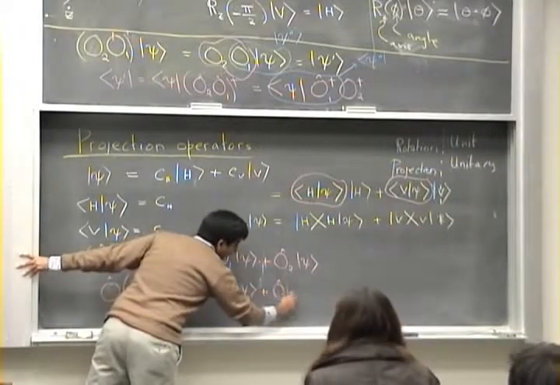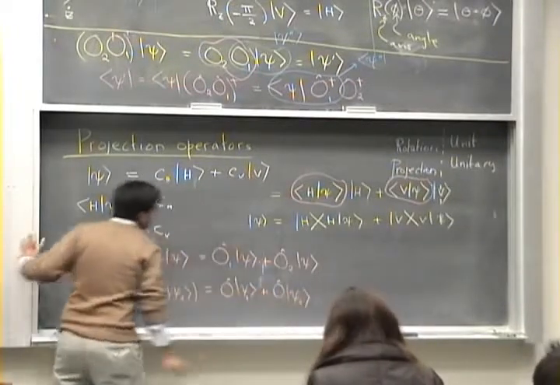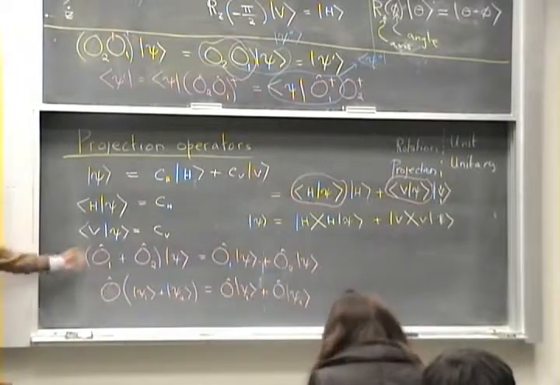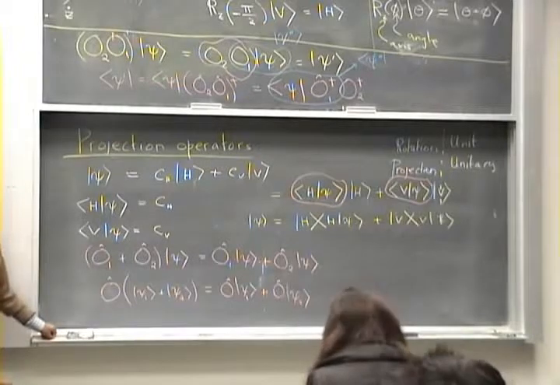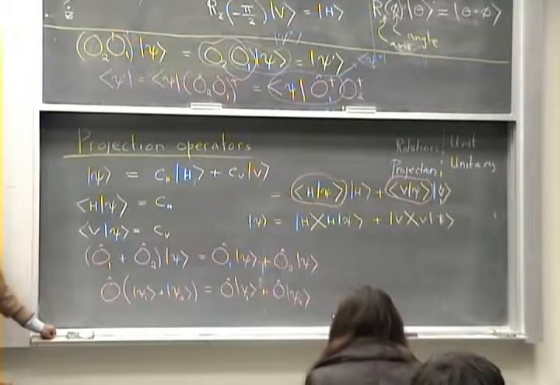Okay? So operators and states have these properties. Both of these statements are often summed up by saying that quantum mechanics is linear. Okay.